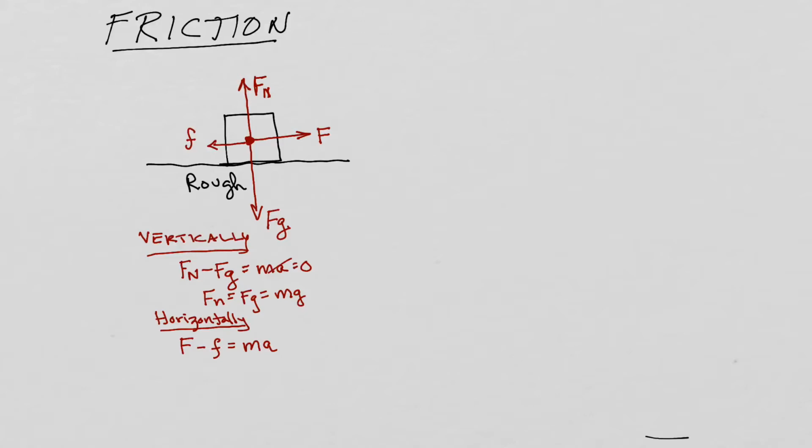Friction is a reactionary force that can only oppose an applied force. If we look at solving this with Newton's second law, vertically we have the normal force minus the weight, and we know that it doesn't go up or down, so acceleration is zero. That means that the normal force equals the weight, and the weight is mg. In the horizontal, we have the applied force minus the frictional force results in ma.